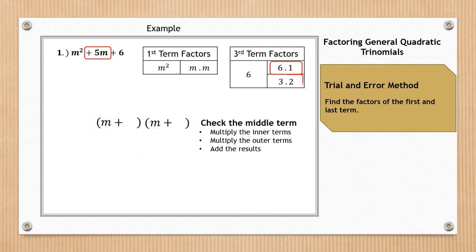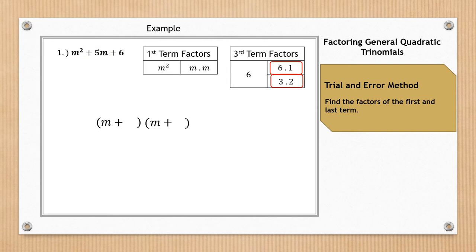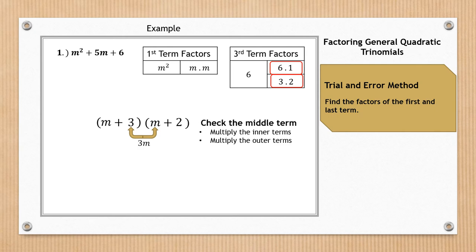Okay? So, we can use 3-2. Okay? Trial and error nga. So, lagay natin dyan sa bago nating trial and error. Again, if you will ask, sir, pwede magkabaliktad? Pwedeng magkabaliktad, class, since this is trial and error. Okay? So, check the middle term. The same yung gagawin natin, ha? You check the middle term. So, multiply the inner terms. 3 times m. That is 3m. Next, multiply the outer term. That is 2m. Okay? Then, add the results. 3m plus 2m, that is equal to 5m.